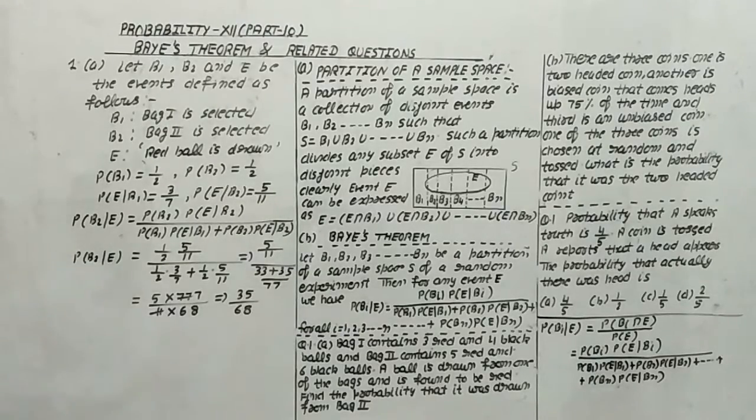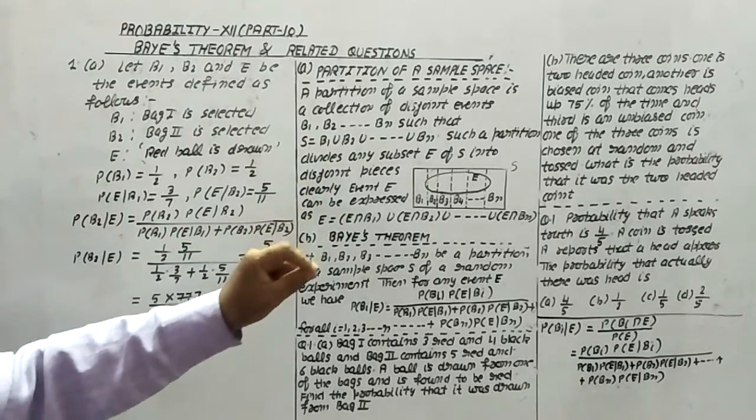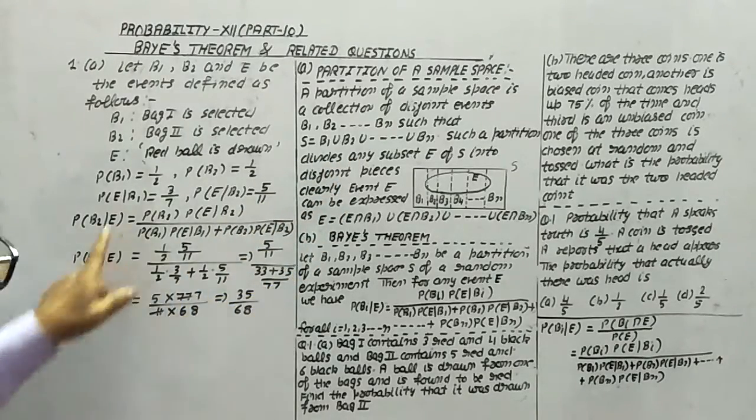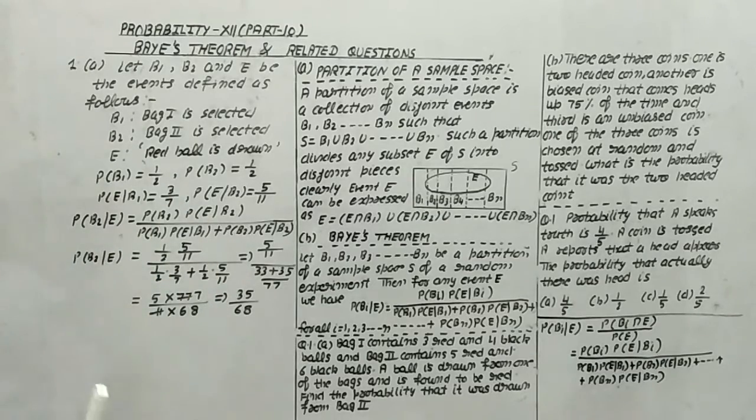Now in this B part, before starting this B part, 33 plus 35 is 68. So the required probability will be 35 upon 68.